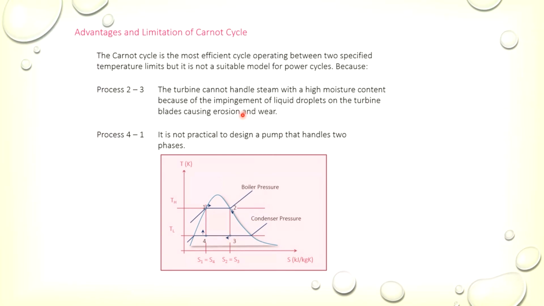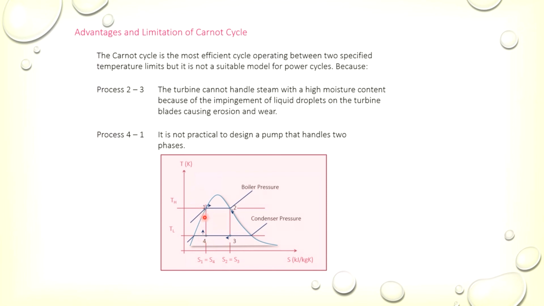This low quality steam will cause impingement on the turbine blades, causing erosion and wear to them. This makes it not suitable as a power cycle, because if this happens very frequently, the turbine will be damaged, and the turbine is a very high cost device.